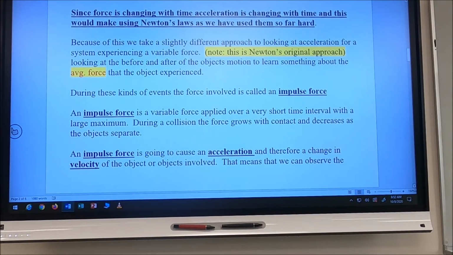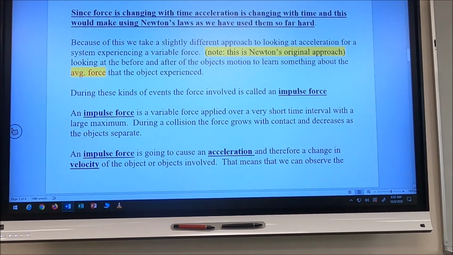Now, since force is changing with time, acceleration is changing with time. And this would make Newton's laws, first law, second law, third law, pretty hard for us to use directly because they're really based on constant forces. So we're going to have to take a slightly different approach, and really we're going to be working at this from Newton's original approach. Because remember, Newton didn't have the kind of equipment that we have, and Newton started looking at things from before an event to after the event, and he really worked with average forces.